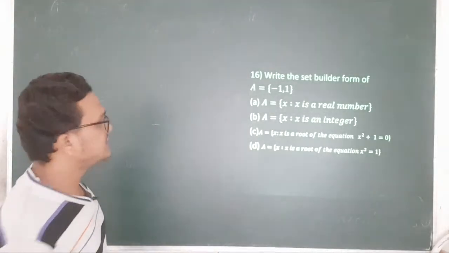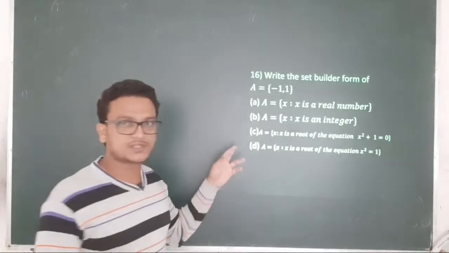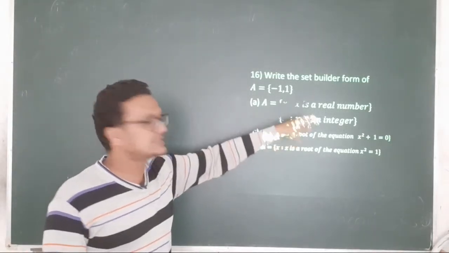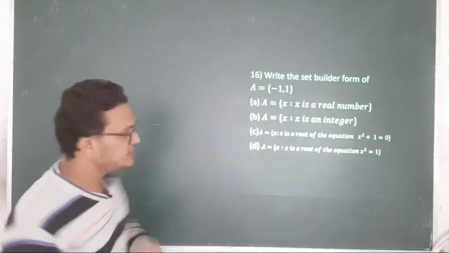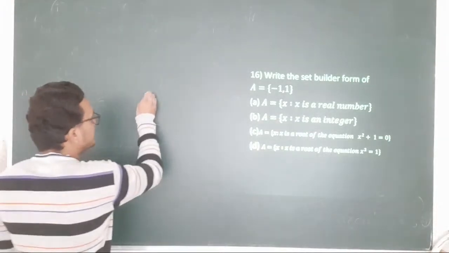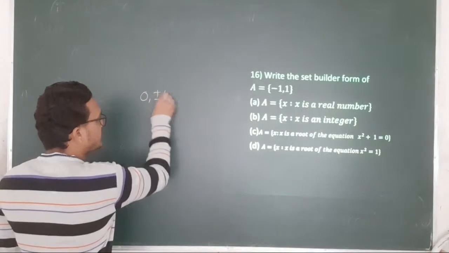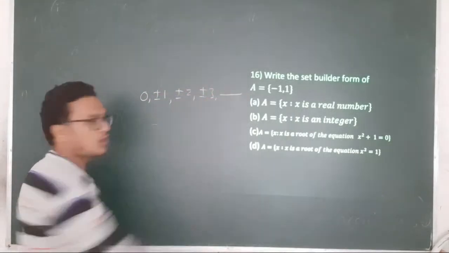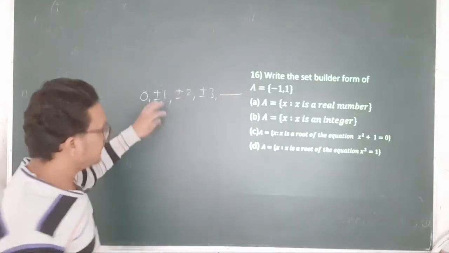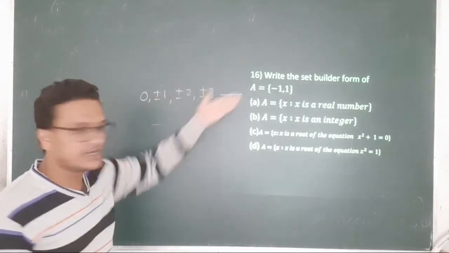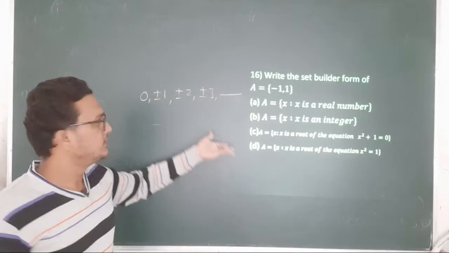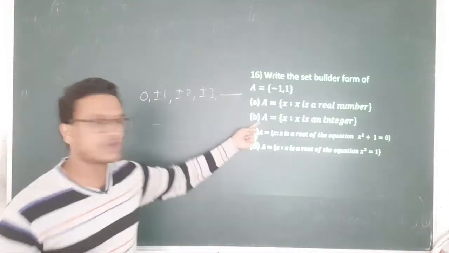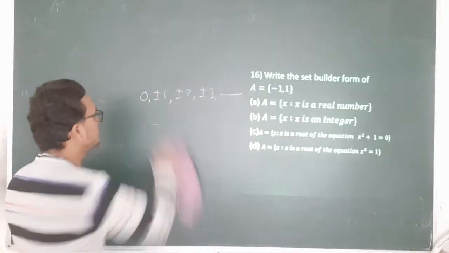Check option B. Set of all x such that x is an integer. Integer means what? That is 0, plus or minus 1, plus or minus 2, plus or minus 3, and so on. But if you observe, is there any end to that set? No. In A only 2 elements are there, but this is an infinite set. So option B is also not correct.